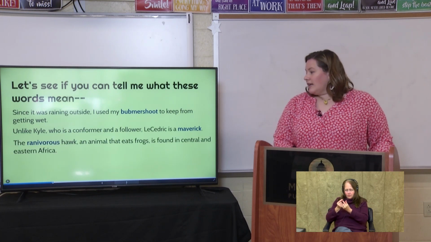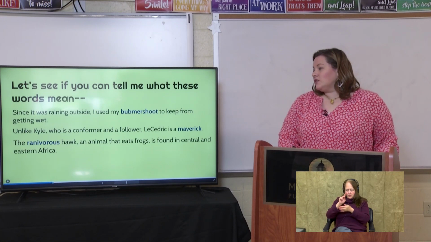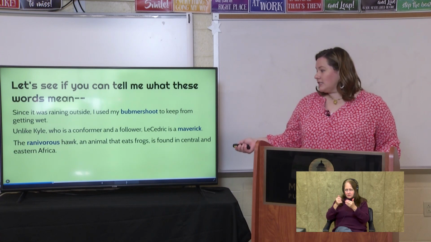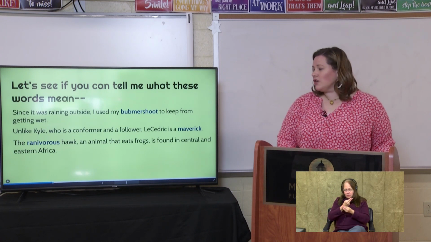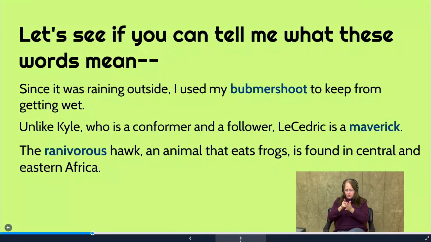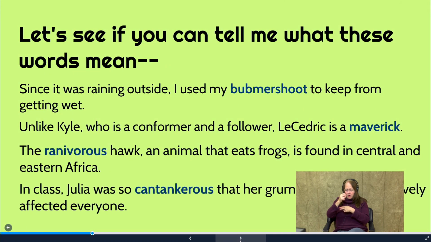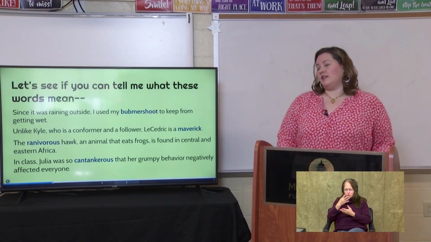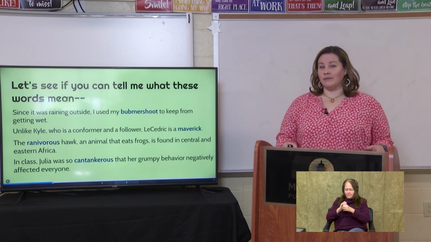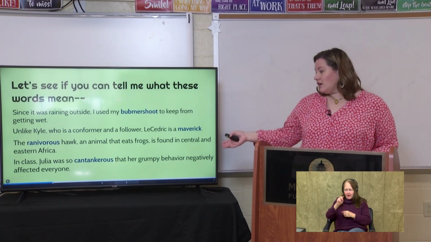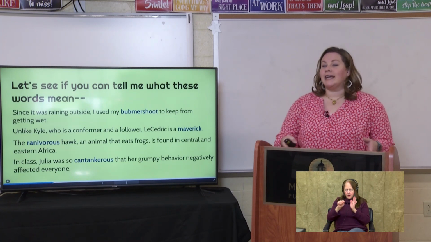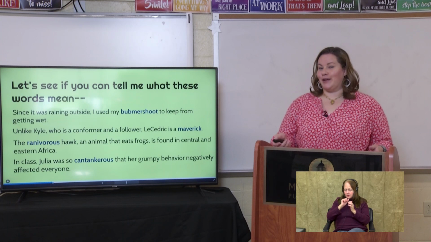The ravenous hawk, an animal that eats frogs, is found in Central and Eastern Africa. Now, this one in particular is easy because it actually gives us the definition there. It tells us what kind of hawk it is. It's the animal that eats frogs. And the last example here is, in class, Julia was so cantankerous that her grumpy behavior negatively affected everyone. So, what does cantankerous mean? Well, here in the sentence, we have grumpy and we have negative, which means cantankerous probably means not in a good mood.